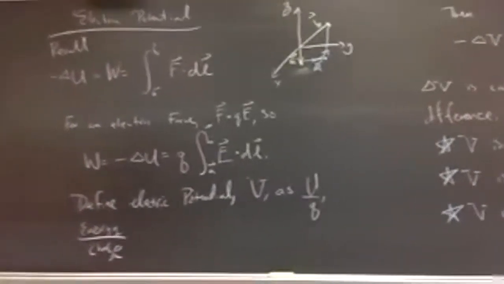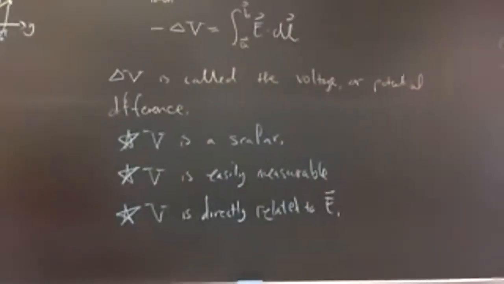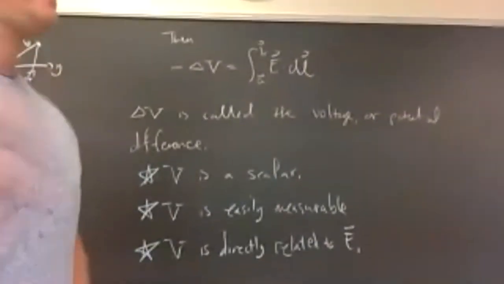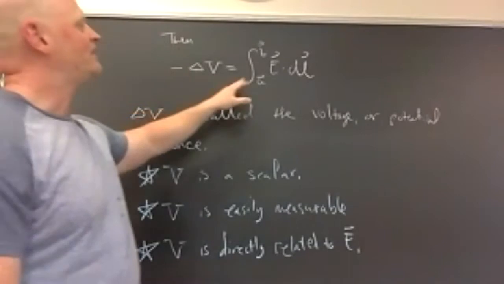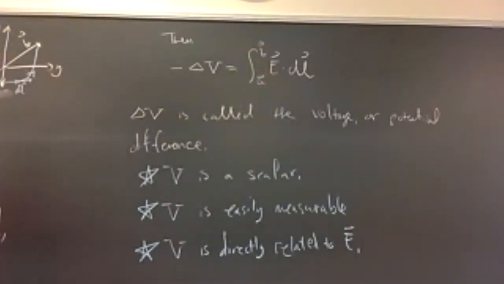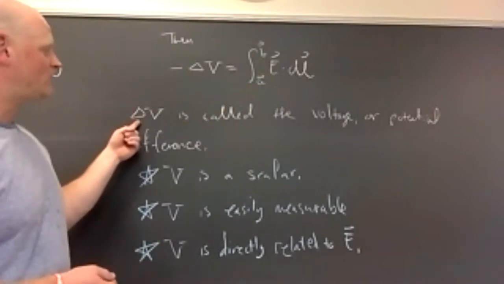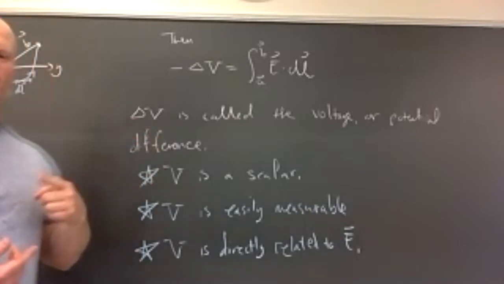So, here, there we go. So let's move this down. So what does this mean? This means that minus the change in potential, or electric potential, is equal to the integral from A to B of the electric field dotted by that differential length. Now, delta V is what's called the potential difference, also what's known as the voltage.